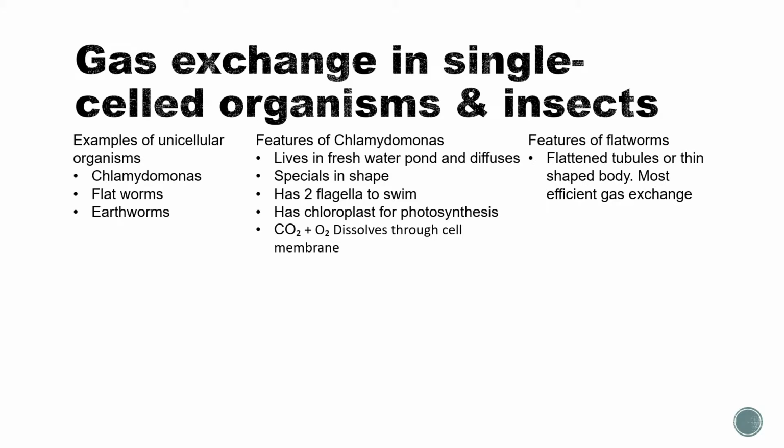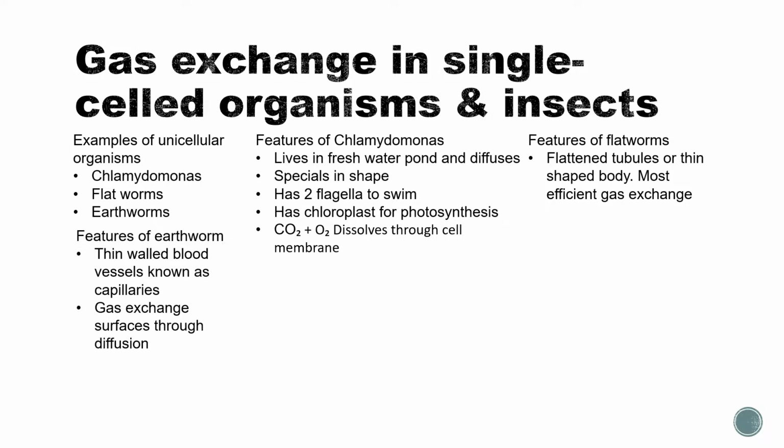Flatworms have a thin, flat-shaped body, and that makes them very efficient for gaseous exchange. Features of the earthworm: they have thin-walled blood vessels known as capillaries. They have gaseous exchange through diffusion.